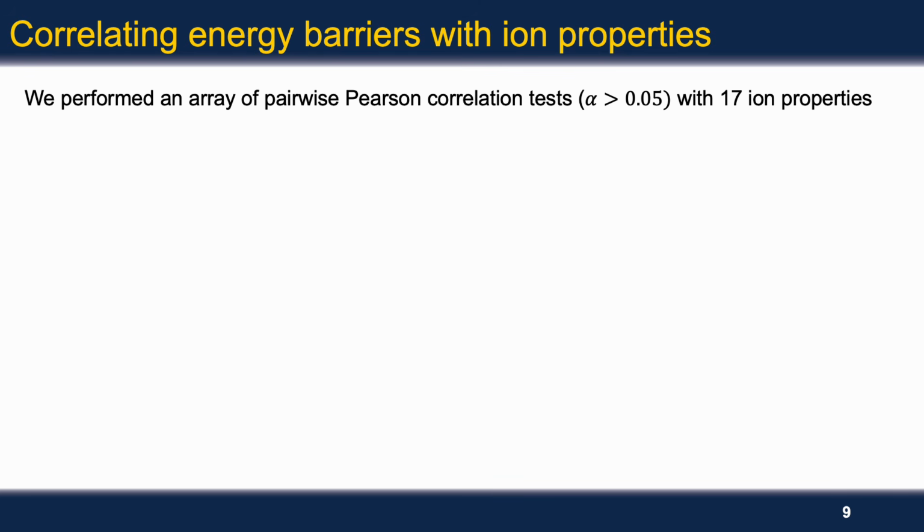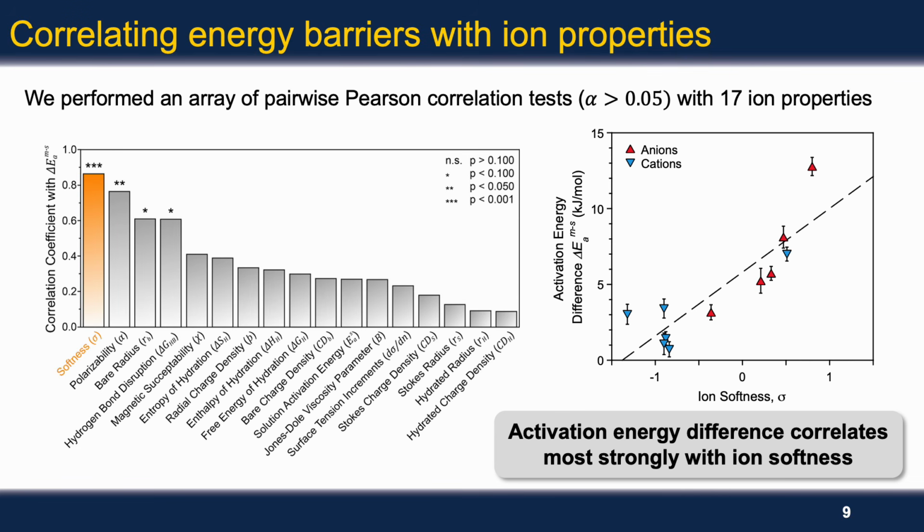To determine if there's a particular ion property that can explain our specific ion effects in the membranes, we performed an array of Pearson correlation tests with 17 different ion properties. The results are shown in the plot on the left. In this plot, we can see that the ion softness exhibits the strongest correlation with the activation energy difference between the membrane and solution, which you can see in the plot on the right.